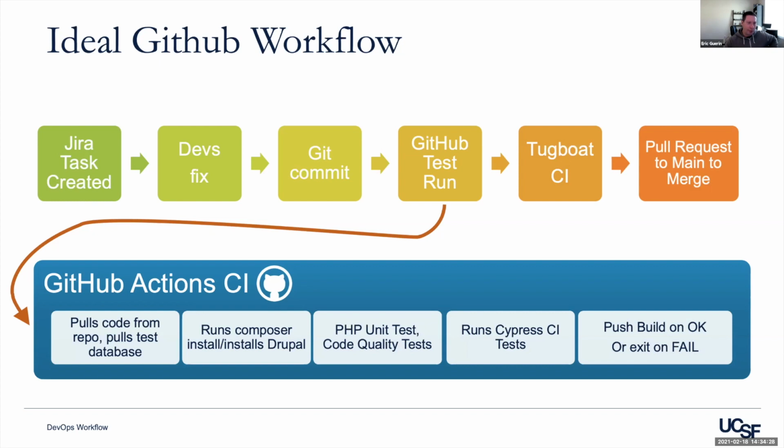This is just kind of another review of it. So the ideal workflow from an administration standpoint is we work in Jira. All of our tickets are in Jira. We kind of do a Kanban board. So we get a ticket, we make a branch, we fix the branch, we do a git commit. Actually, we do a pull request to the dev branch, and then GitHub will do its test runs, and then we do those deployments to Tugboat CI, and then once everything is okay, the merge request can be approved and everything can go out to production.